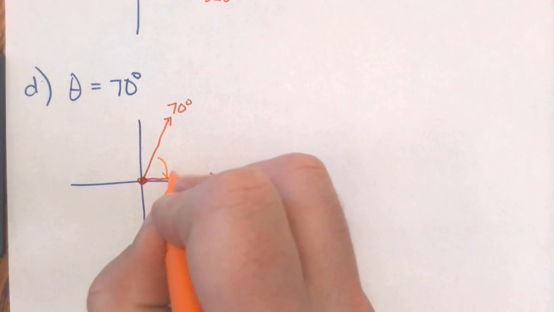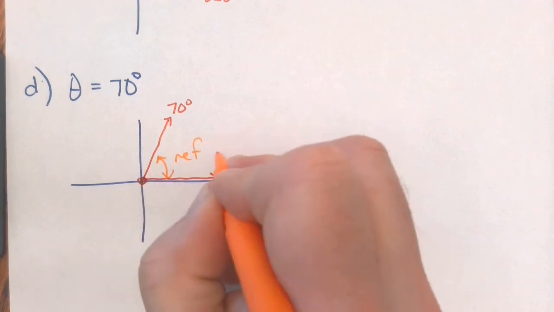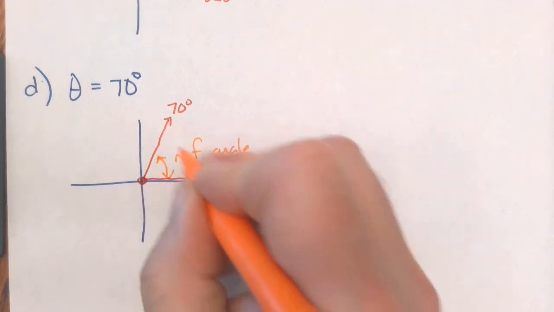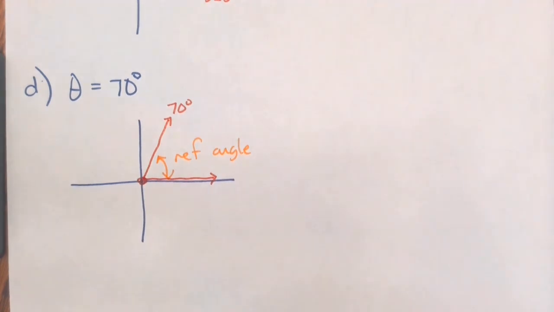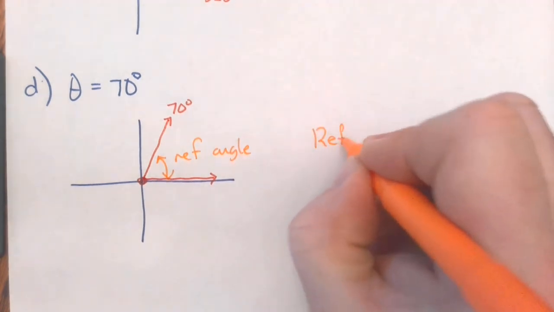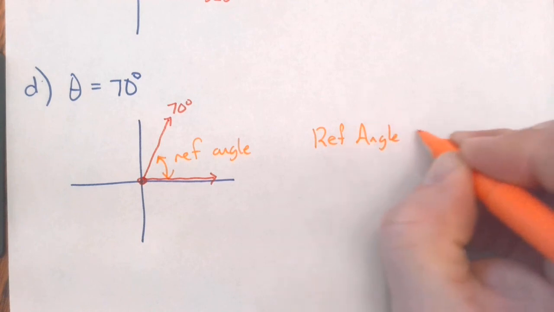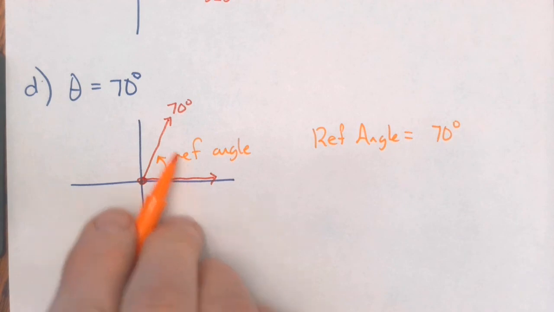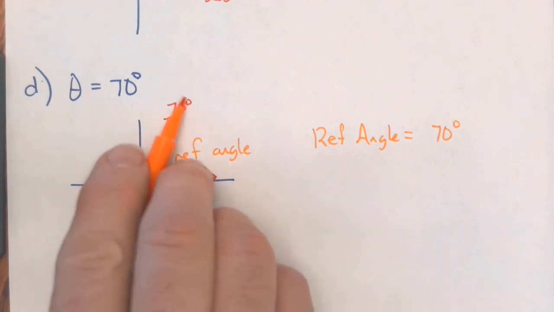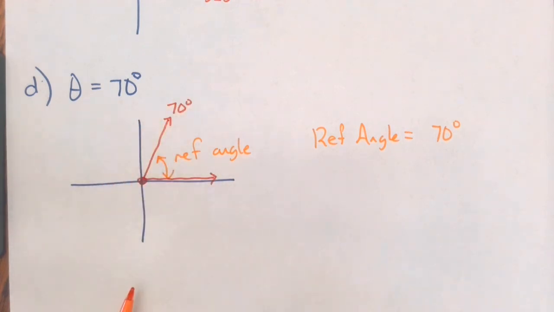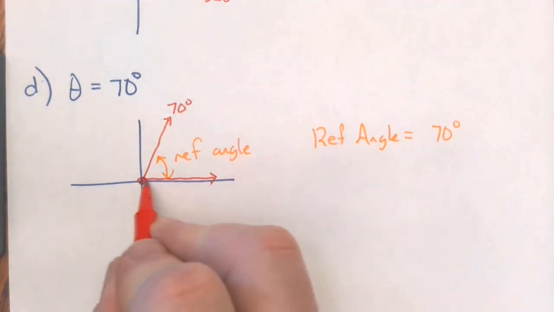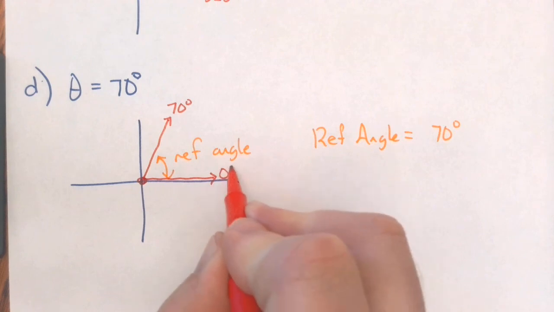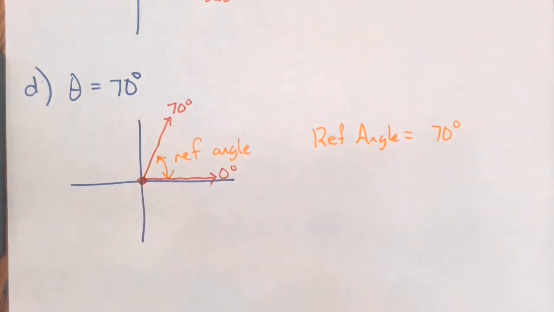So our reference angle this time happens to actually be the actual angle, which is weird. But that does happen anytime that you have an angle that is in the first quadrant. The angle itself is going to be the reference angle. If you wanted to do the subtraction, you still can. It's 70 degrees and then minus this angle, which would be at 0 degrees. So 70 minus 0 does give us our reference angle of 70 degrees.